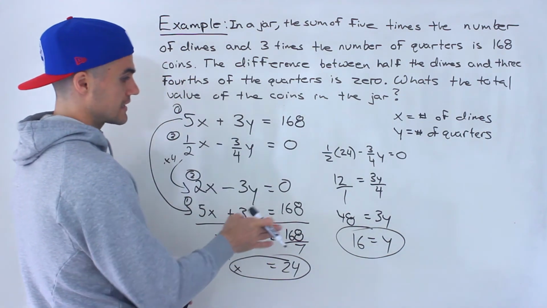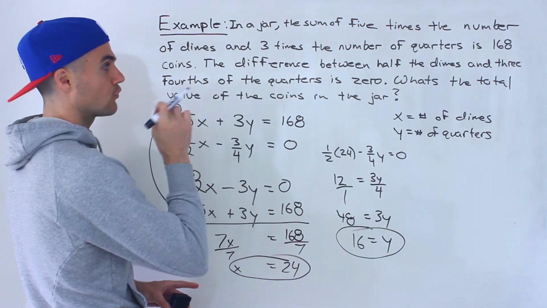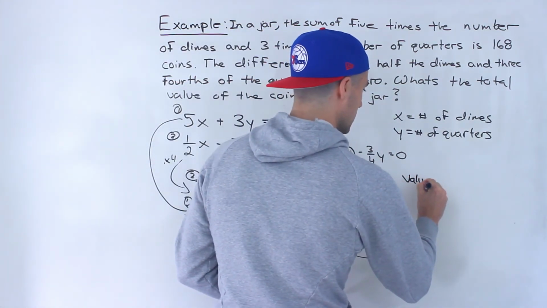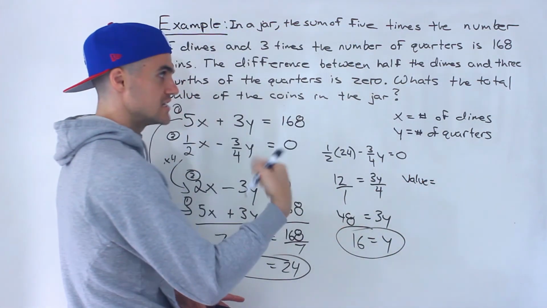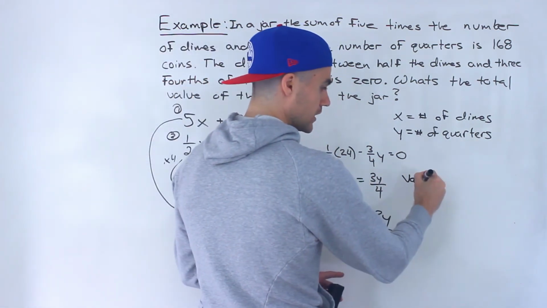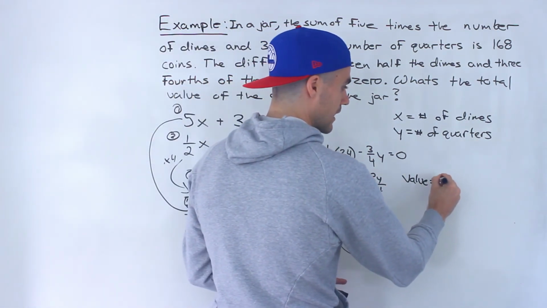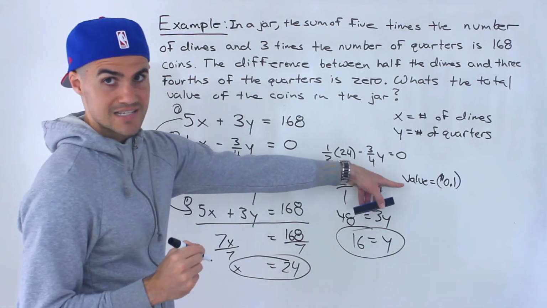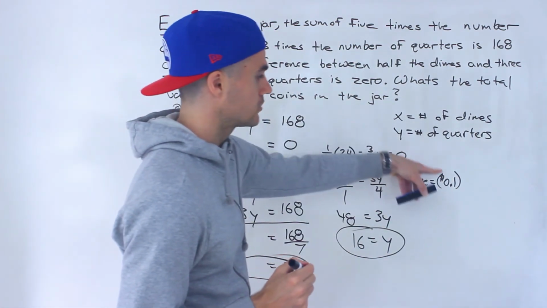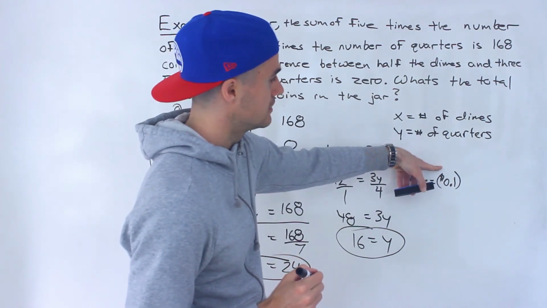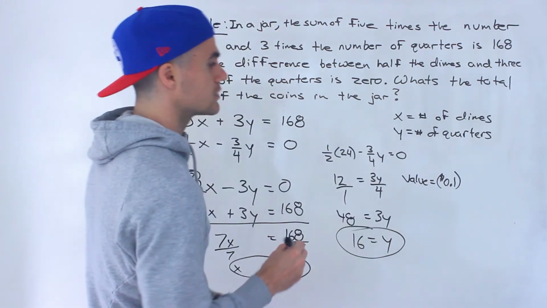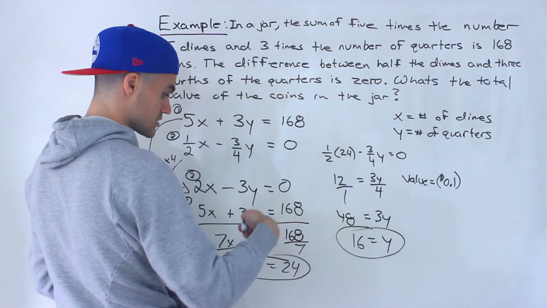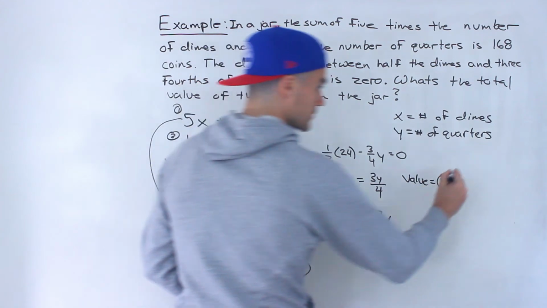But remember, that's not what they're asking for. They're asking for the total value of the coins in the jar. So what's the value going to be? Well, we know that each dime has a value of, if we keep this in dollars, $0.1. You could also put this in cents. So if we were calculating this in terms of cents, this would be 10 cents, but I'm going to keep it in dollars. So the value of one dime is $0.1, and there are 24 dimes.